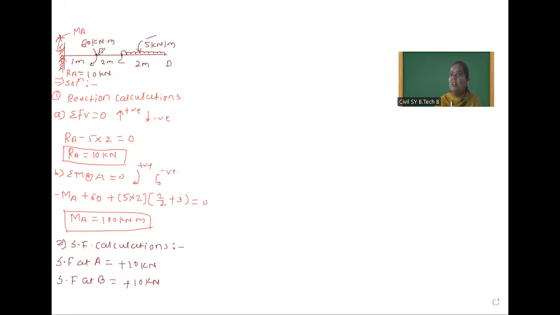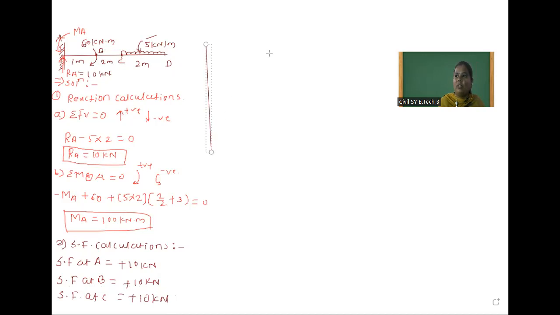After that, you observe here in between B to C, there is no vertical force. So we will calculate shear force at C. But again you observe here at C, there is no vertical force. After C, the uniformly distributed load is there, but at the particular point C, there is no load. So shear force at C is equal to 10 kilonewton. After that, next we will calculate shear force at D.